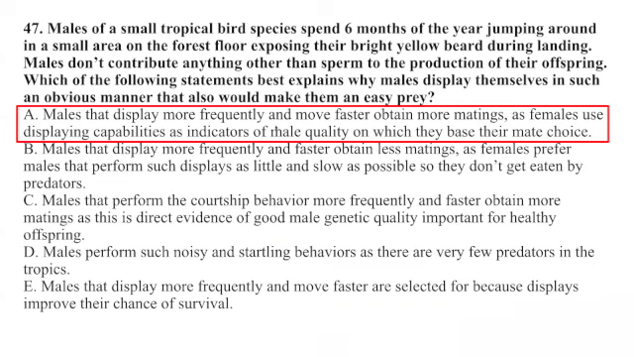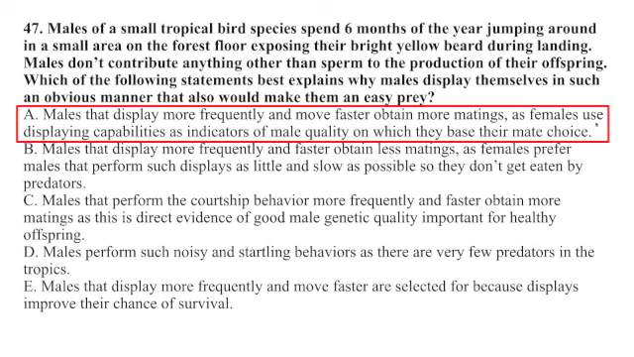47, males of a small tropical bird species spend 6 months of the year jumping around in a small area on the forest floor, exposing their bright yellow beard during landing. Males don't contribute anything other than sperm to the production of their offspring. Which of the following statements best explains why males display themselves in such an obvious manner that would also make them easy prey? So here, A is our correct answer.